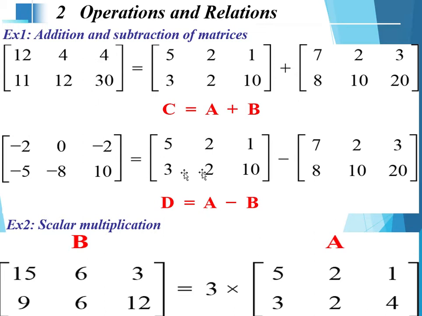The second example is the subtraction, which is the same except that each element of B is subtracted from the corresponding element of A. Corresponding elements, we can see 5 minus 7, which is negative 2. 2 minus 2, which is 0. 1 minus 3, which is negative 2. All other operations we can perform similarly.